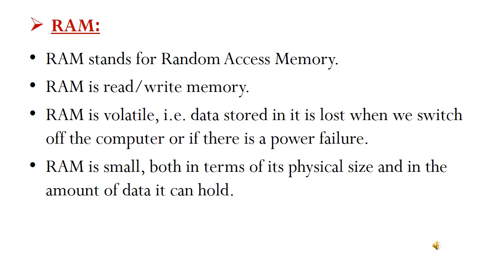First type of main memory is RAM. RAM stands for Random Access Memory. RAM is read or write memory. RAM is volatile, that is, data stored in it is lost when we switch off the computer or if there is a power failure. RAM is small both in terms of its physical size and in the amount of data it can hold. So RAM is read and write memory, so it is called a volatile memory.